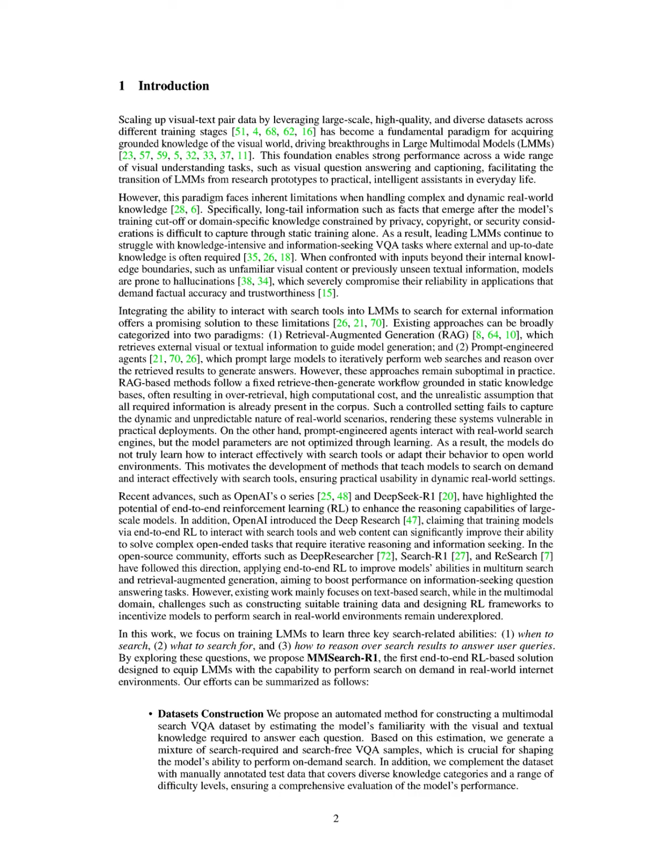The model is designed to learn three key search-related abilities: when to search, what to search for, and how to reason over the retrieved results to answer user queries accurately. By employing end-to-end reinforcement learning, MMSearch-R1 enhances the model's capability to perform on-demand searches, thereby improving its performance in knowledge-intensive visual question answering (VQA) tasks, while reducing unnecessary reliance on external information.